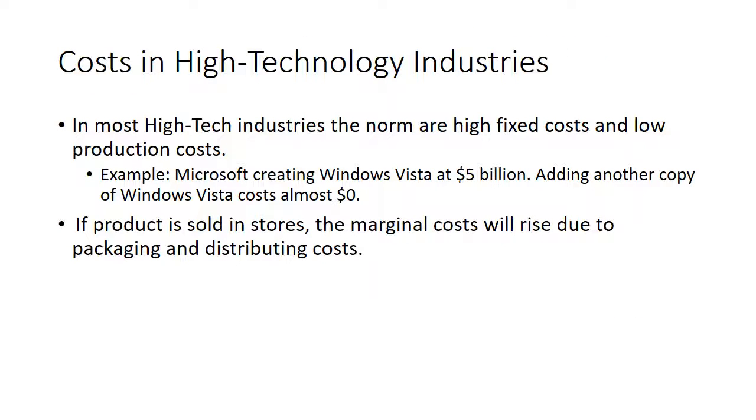Cost in high technology industries. In most high-tech industries, the norm is to have a high fixed cost and low production cost. An example of this is Microsoft. Microsoft created Windows Vista, and that platform itself was approximately $5 billion. However, when they were adding another copy of Windows Vista, the price was next to nothing.